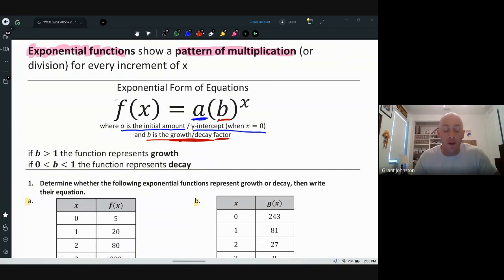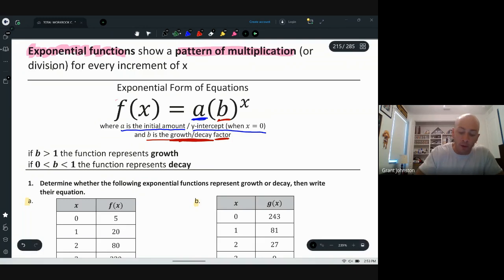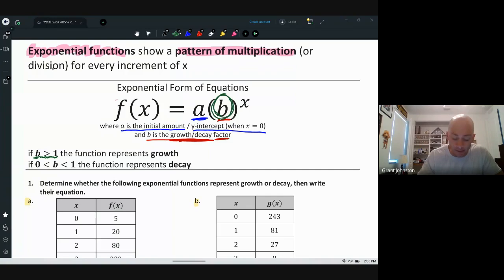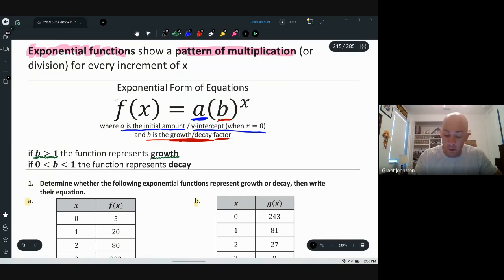And if b is greater than 1, and this is a very important concept here, if b is greater than 1, then that means that there's growth. And that makes sense, right? Because if you continue by a multiplication pattern of, say, 2, then it's going to keep on multiplying by 2. It's going to grow and grow and grow. So if b is greater than 1, it shows growth.